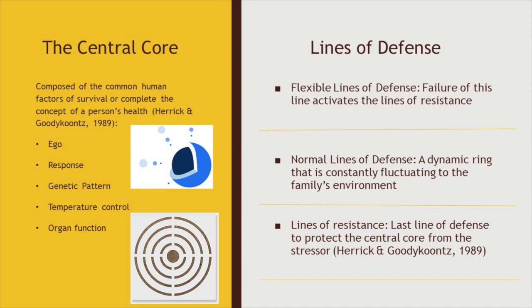The next are normal lines of defense. This is the middle ring that represents the family's typical wellness state. It is a dynamic ring that is constantly fluctuating. Lines of resistance are the third. This is represented by the innermost ring. This ring is involuntarily activated when stressors blow past the normal lines of defense. It is the last line of defense. If there is prolonged exposure to the stressor in this area, the possibility of death is much higher.